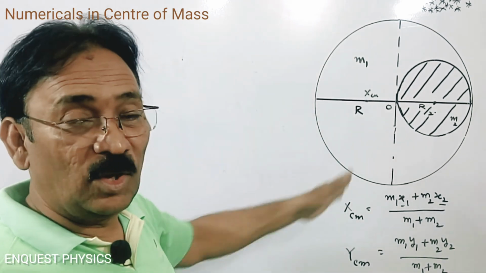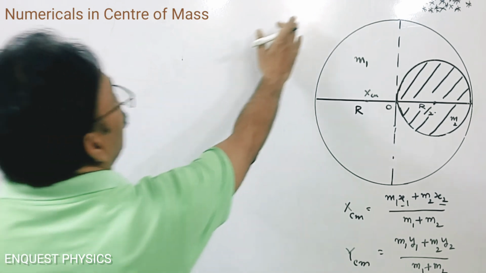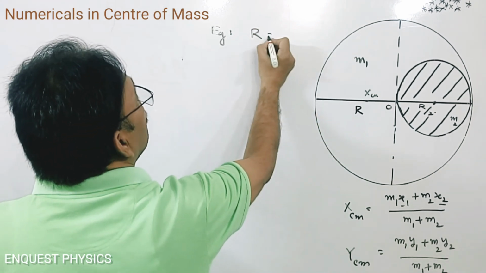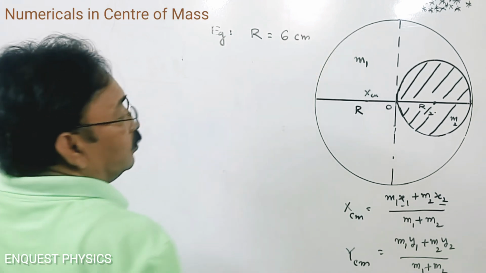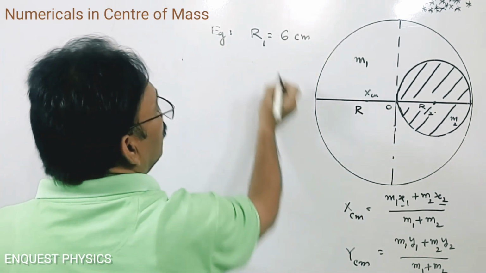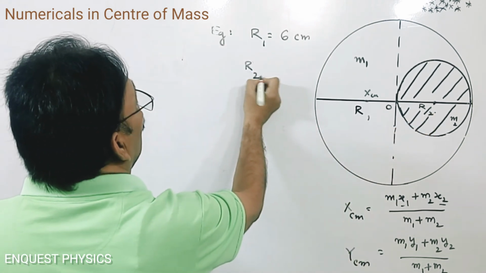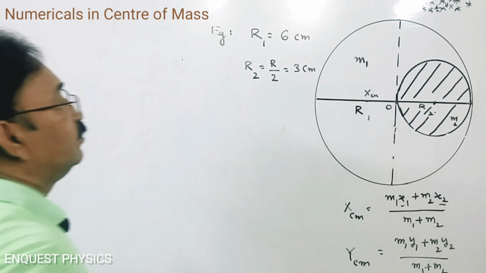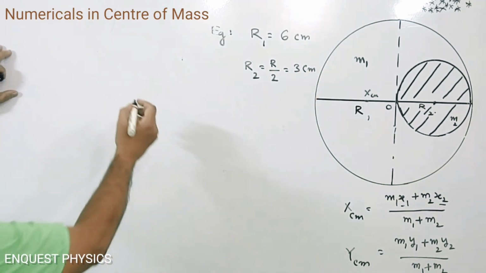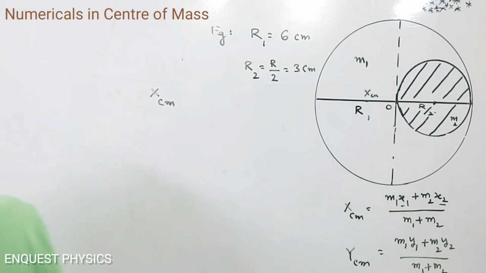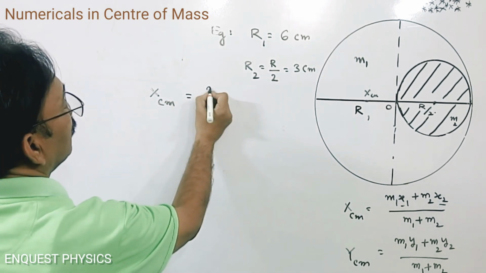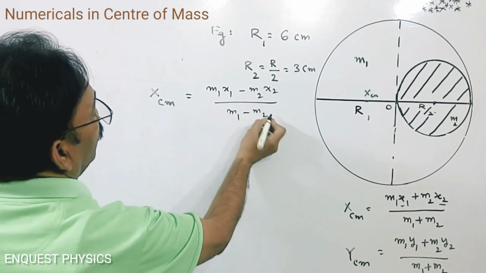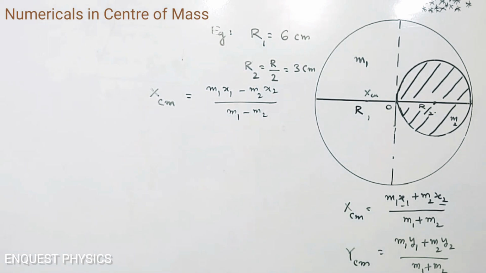Let's do one more problem, students, which depends upon the same concept you did right now. In this example, let's take the radius equal to 6 centimeter, and for the removed part, r1 and r2, r2 is equal to, as I told before, 3 centimeter. We have to find the center of mass, students. Say this xcm can be written as m1 x1 minus m2 x2 upon m1 minus m2. We have to put the values there.